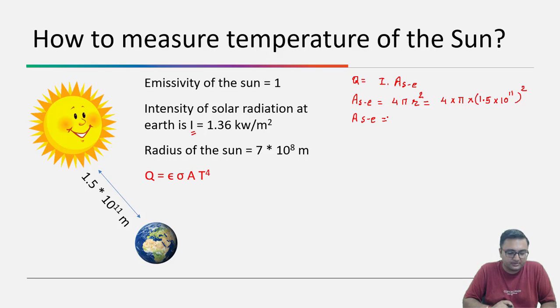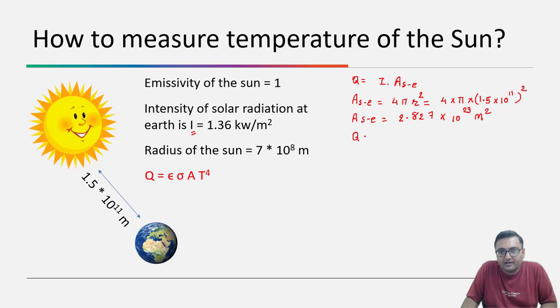Let's count how much it is. That is 4 into pi into (1.5 into 10 raised to 11) square. That is coming around 2.827 into 10 raised to 23 meter square.